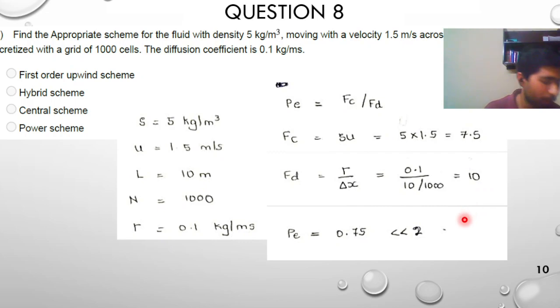Can you write on the chat box if n was 100? Okay, it would be just 7.5 divided by 1. Okay, 7.5 divided by 1 would give me a Peclet number of 7.5, which is much greater than 2. I would go for an upwind scheme.